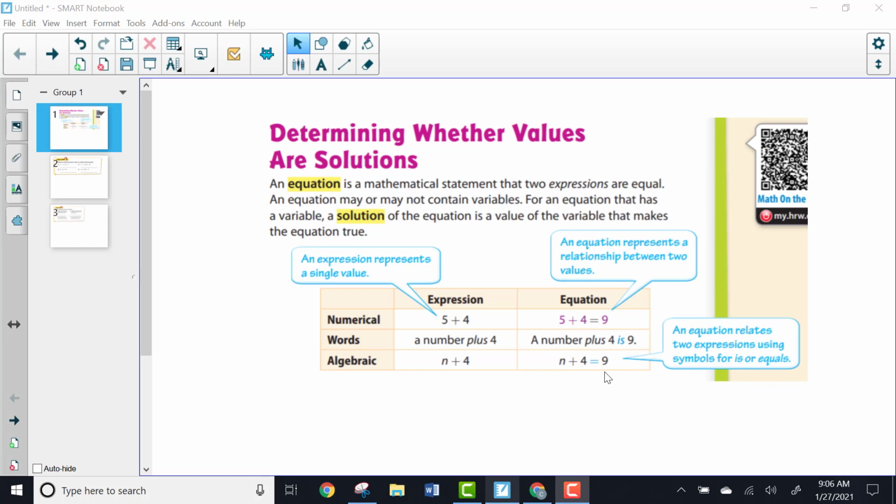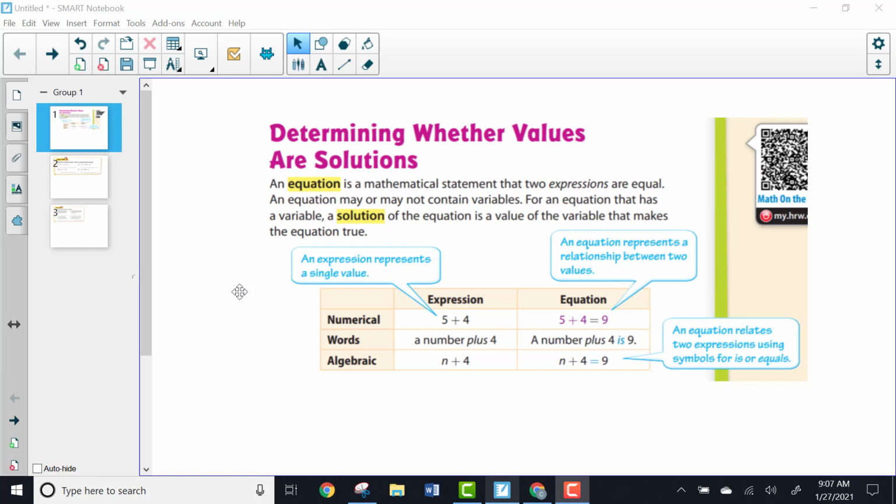So as you can see at the top of page 297, there are some things we want to go over at the beginning so we understand what we're dealing with here. It's saying determining whether values are solutions. First of all, we talk about writing equations. We need to think about what an equation is. An equation is a mathematical statement that two expressions are equal. Think of an equation as a balancing scale where one part of the scale must equal the other part in order for it to balance.